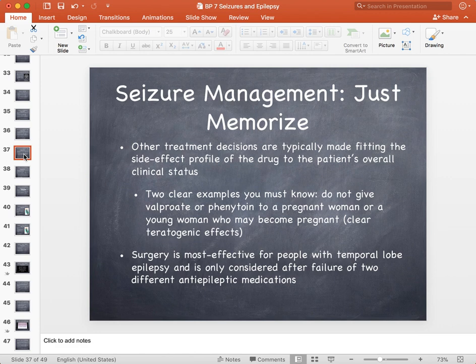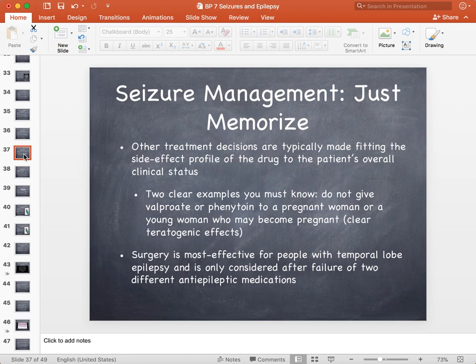So I'm just highlighting here what I said before. We typically fit the treatment, the drug that we choose, to the patient's overall comorbidities and the side effect profile of the drug. So largely, you're going with their ability to take the drug and to not cause harm. Big ones that always come up, don't give valproate or phenytoin to a pregnant woman, right? They're very teratogenic, so it's bad form. Don't do it. Other ones come about, but beyond that, you're seeking to minimize harm while also maximizing the chance that you'll minimize seizures.